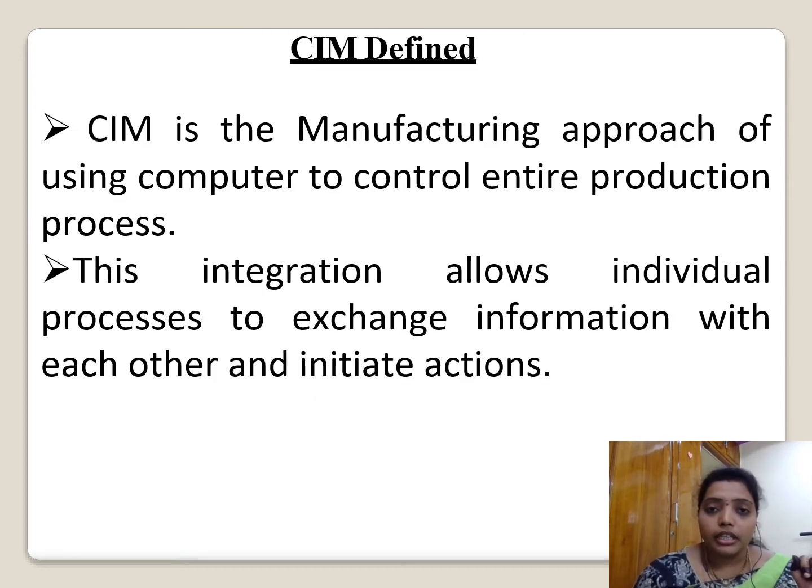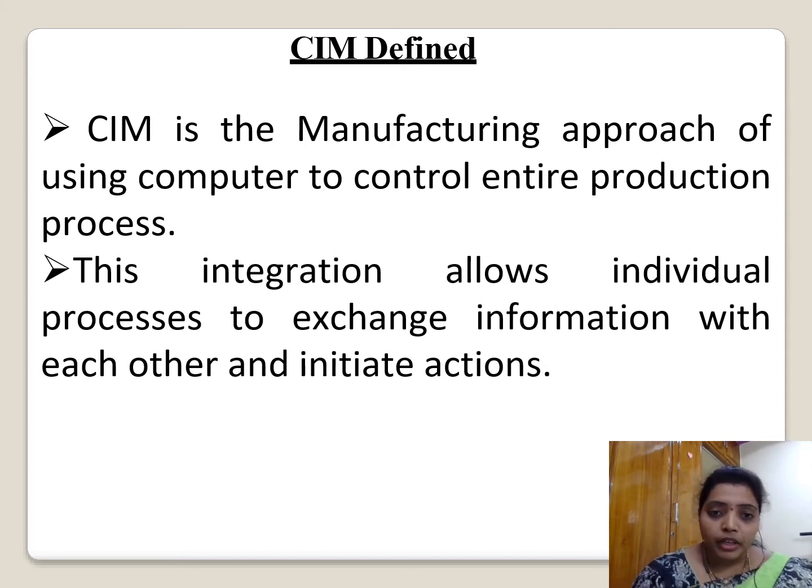Now, here we are defining CIM. Okay, CIM, as I told you, means computer integrated manufacturing, meaning the combination of CAD and CAM is known as CIM. CIM is the manufacturing approach of using a computer to control the entire production process. Meaning in the manufacturing process, the whole process that is happening by using a computer is known as CIM. CIM means computer integrated manufacturing.